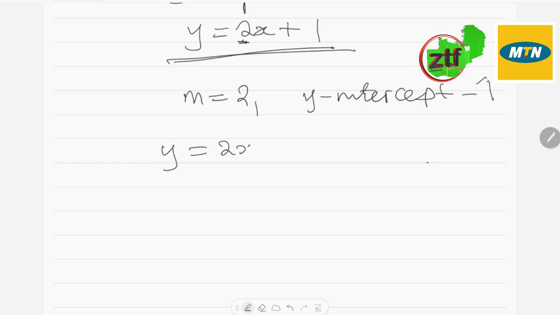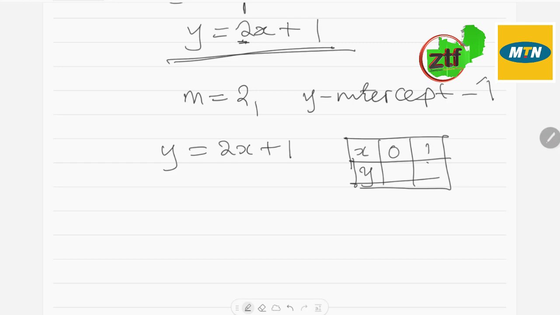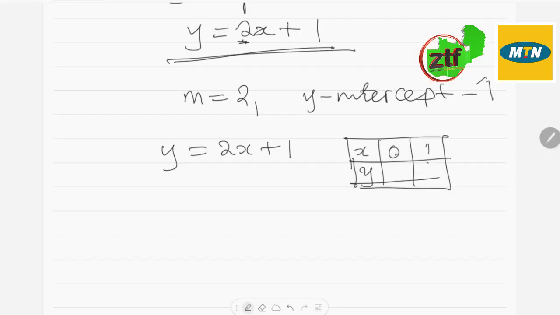So if we are to draw this equation, y equals 2x plus 1, on the x-y plane, we can come up with a solution box where 2 points are enough. This is our x, this is our y. We can pick any arbitrary number and replace it in the equation. If x is 0, what will be y? Replace here: y equals 2 times 0, plus 1. 2 times 0 is 0, plus 1, so y will be 1.